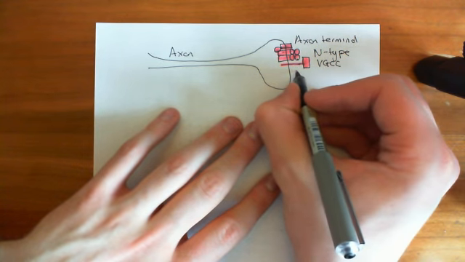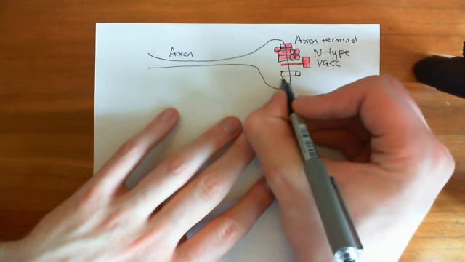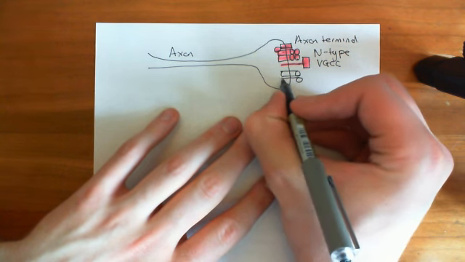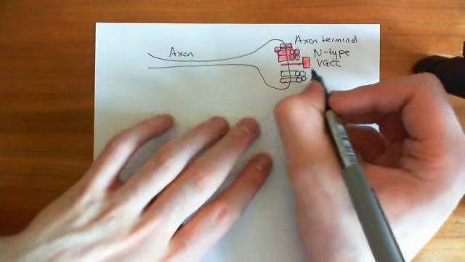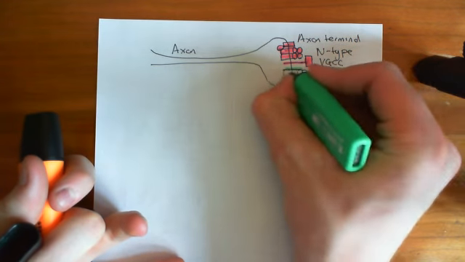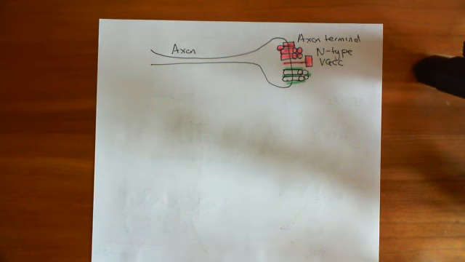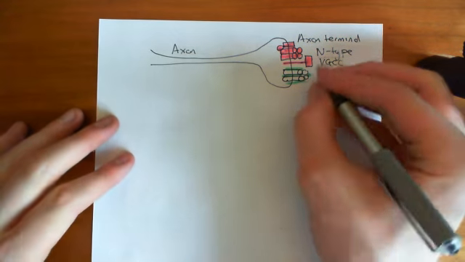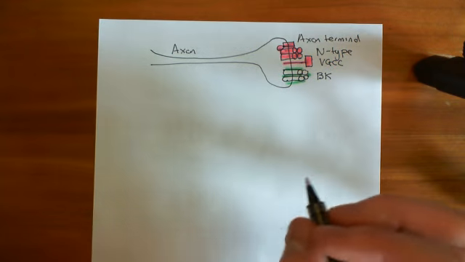So let me draw in a BK channel next to this voltage-gated calcium channel. So here it is. That's good. Okay, and I should put on some of those beta subunits as well, maybe. So I'll put in the green lines to represent the beta subunits. Okay, so there we go. Right, so that it represents our BK channel, or our large conductance voltage and calcium-gated potassium channel.